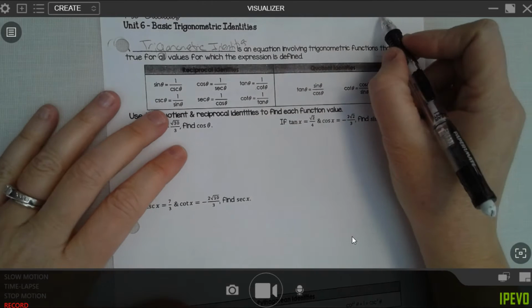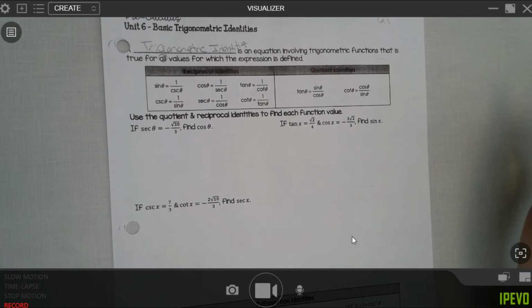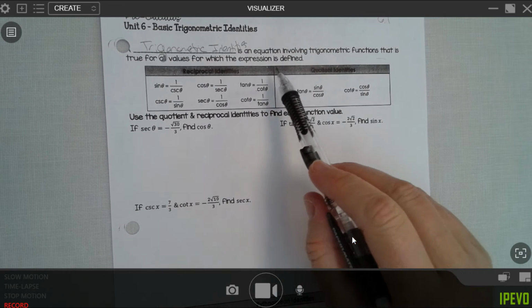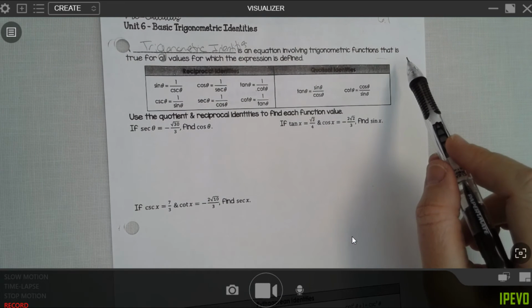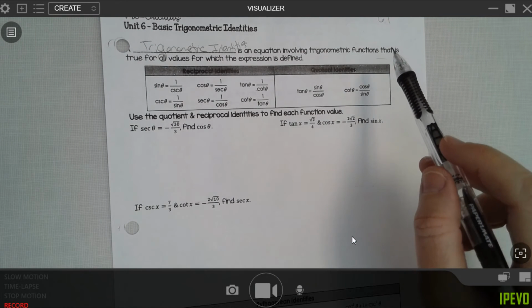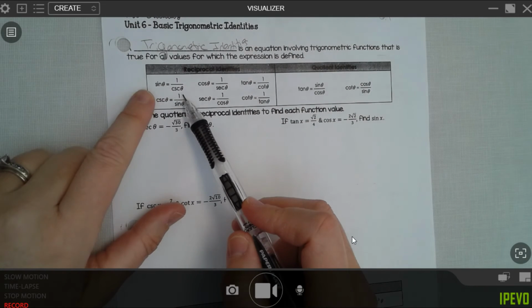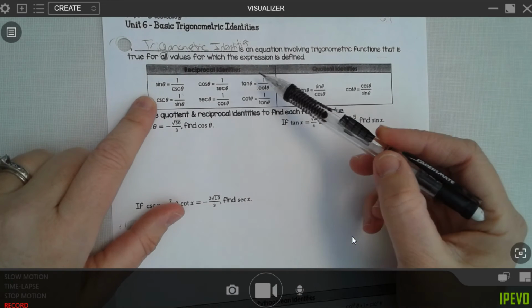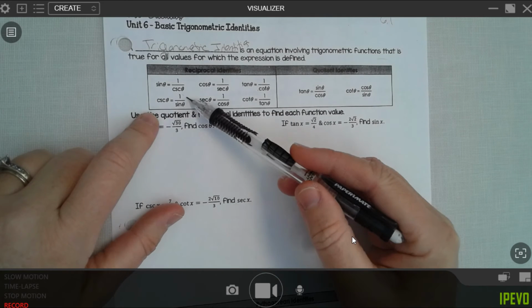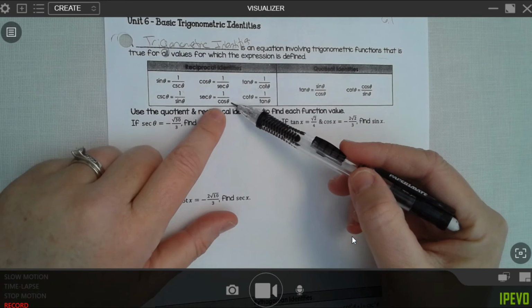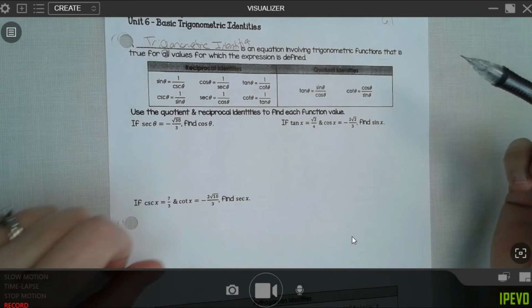This is 6.1. We're doing basic trig identities. So your basic trig identities is an equation involving a trigonometric function that is true for all the values of the expression. So these are things that we should know already, that sine's reciprocal is cosecant, cosine is secant, tangent is cotangent. Cosecant obviously then would be sine, secant would obviously be cosine, so cotangent is tangent.